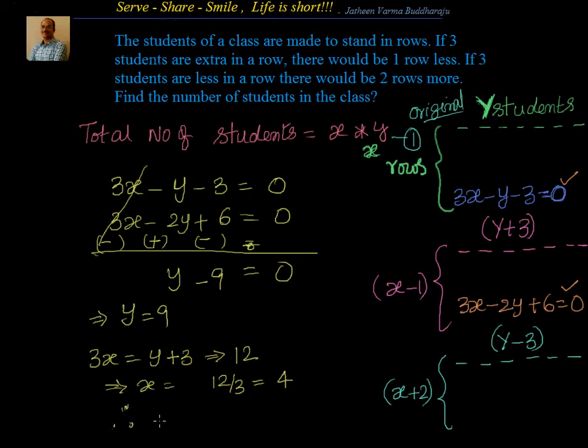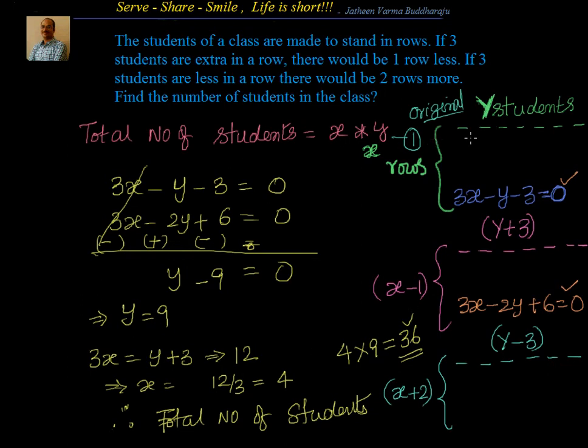Therefore the total number of students, what we need to find out, is equal to, we know that total number of students is equal to x into y. So x into y is 4 into 9, that's equal to 36. So there are total 36 students. Let us now verify this and make sure we did it in correct way or not.